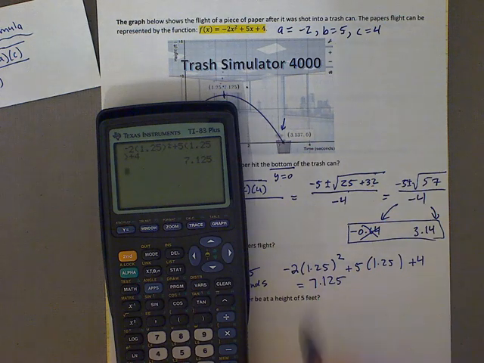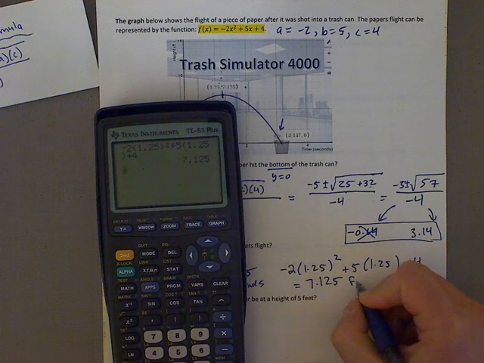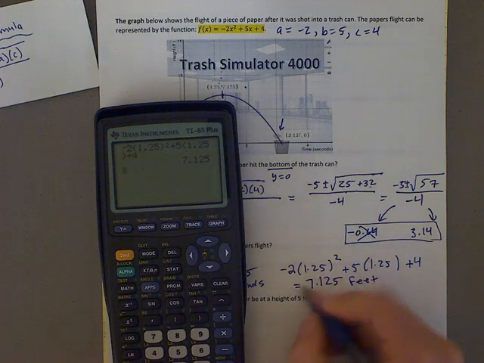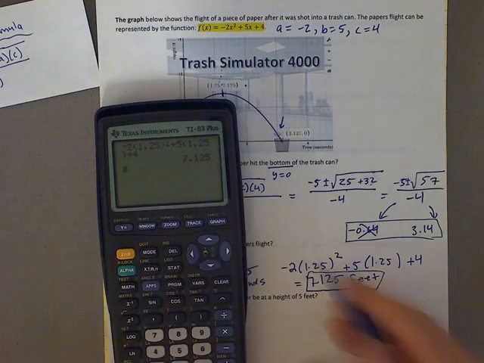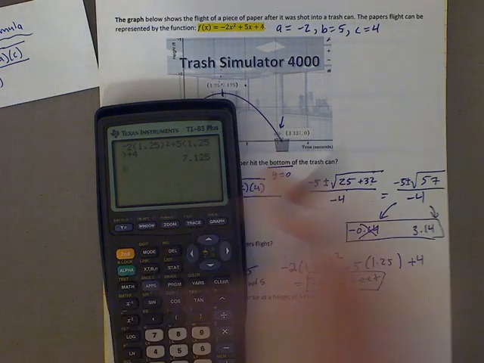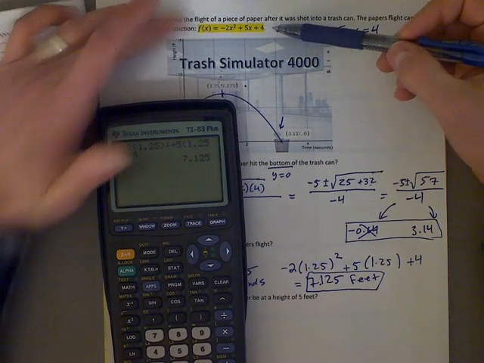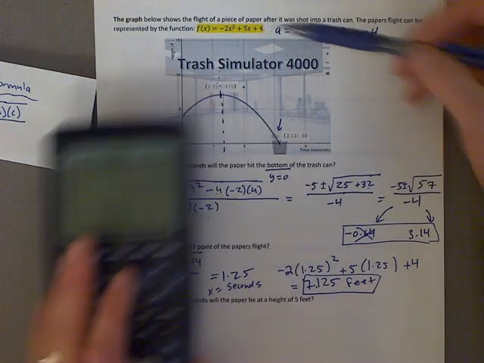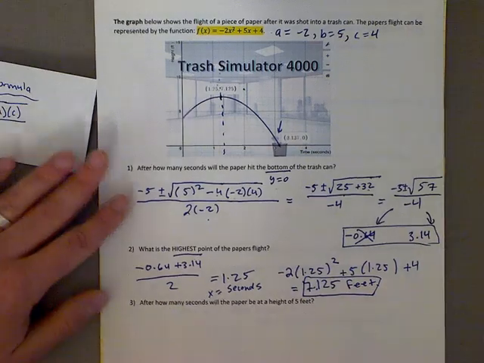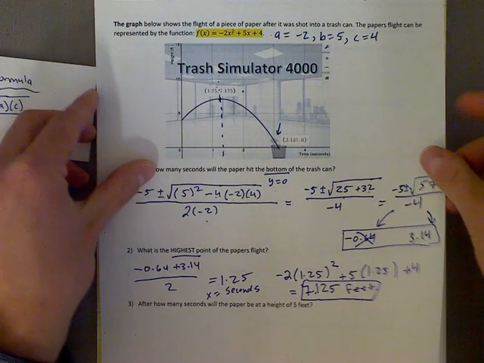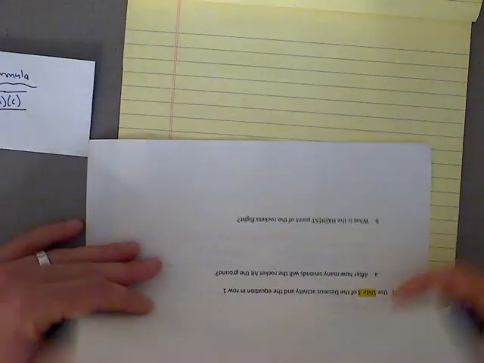I'm not too particular about the rounding here, but we should remember to put in units, which is feet, since we're working with an application. So the highest point of this paper, based on the model of its flight, is 7.125 feet.